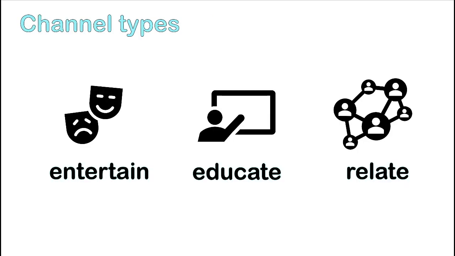The last thing to consider is the channel type. Overall, there's three main types of channels: an entertainment channel, an educate channel, and a relate channel. Of course, you can combine these 2 or 3 different types of channels to come up with a hybrid variety, but most of the time, your YouTube channel is going to be predominantly one of these types.